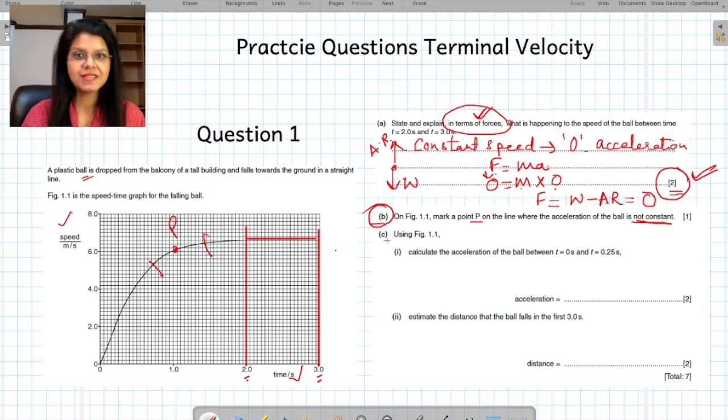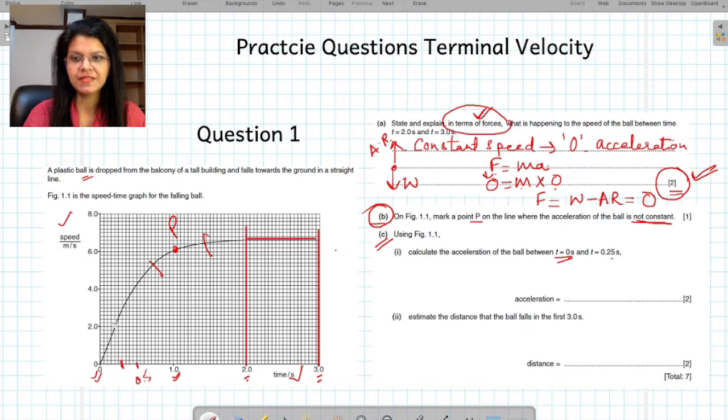Let us move on to C. Calculate the acceleration of the ball between time t is equal to 0 to t is equal to 0.25. Now let's see where 0.25 would come to be. This is 1. Somewhere on the half will be 0.5.